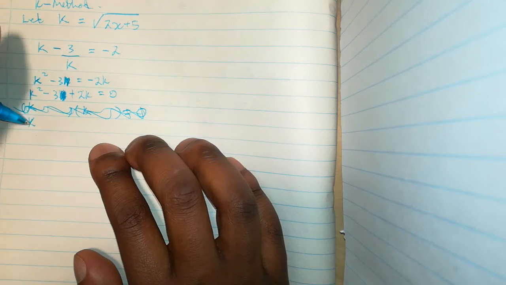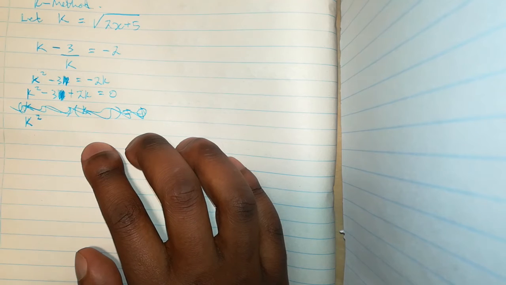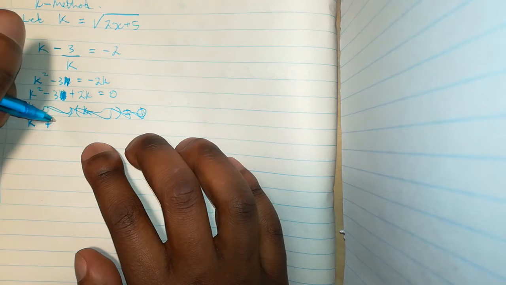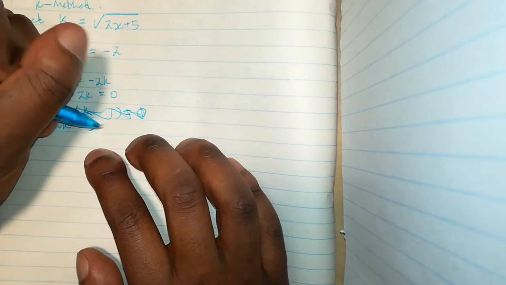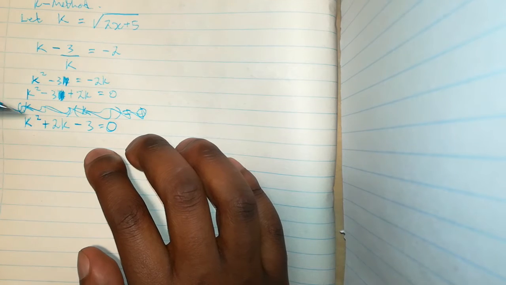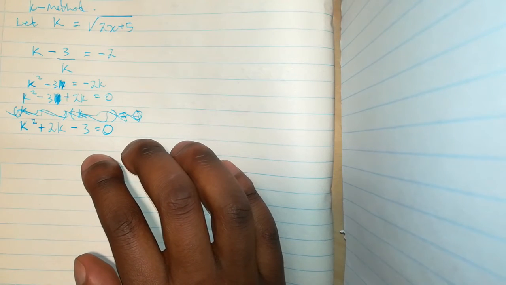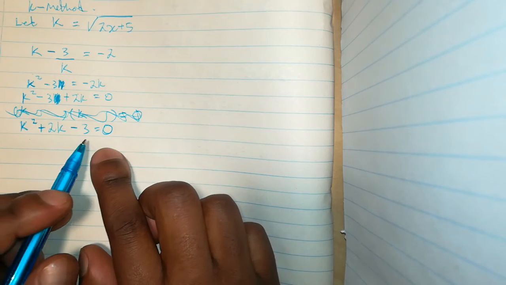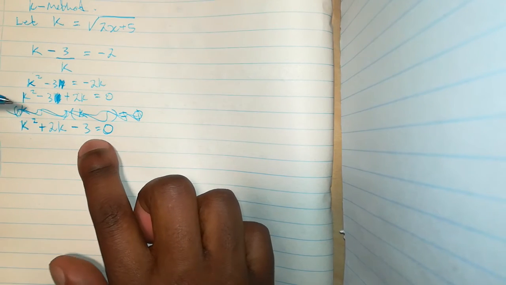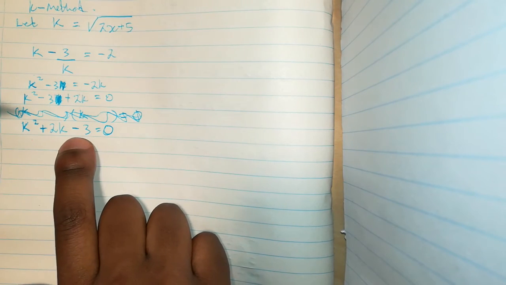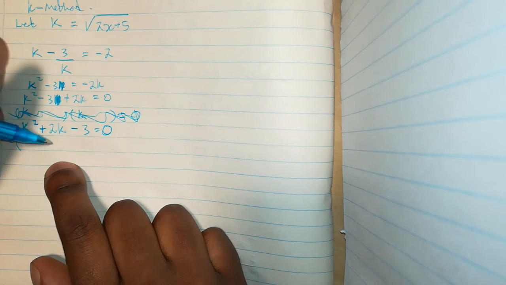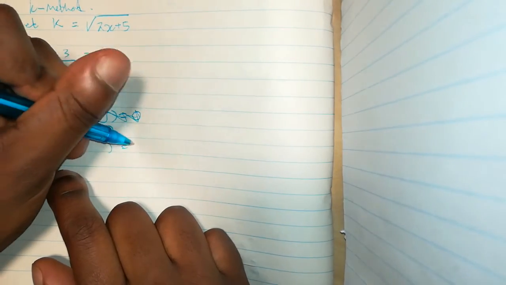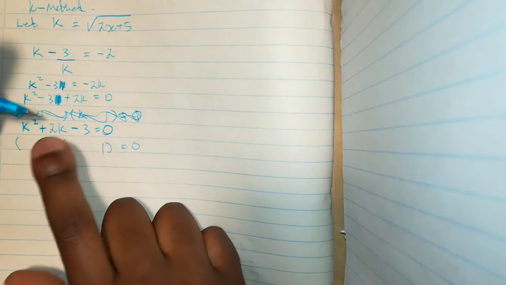What you need to do is order it in standard form. So standard form is like this. The 2k must be on this side and the 3 must be on this side. You want the factors of 3 that when you subtract, they give you 2. So these are 3 and 1, because 3 minus 1 is 2.